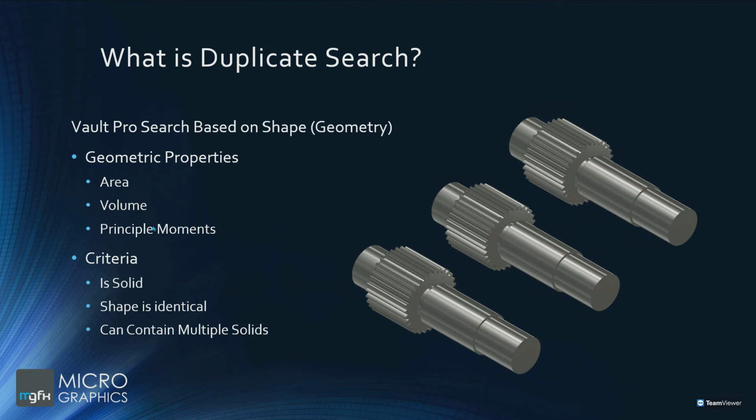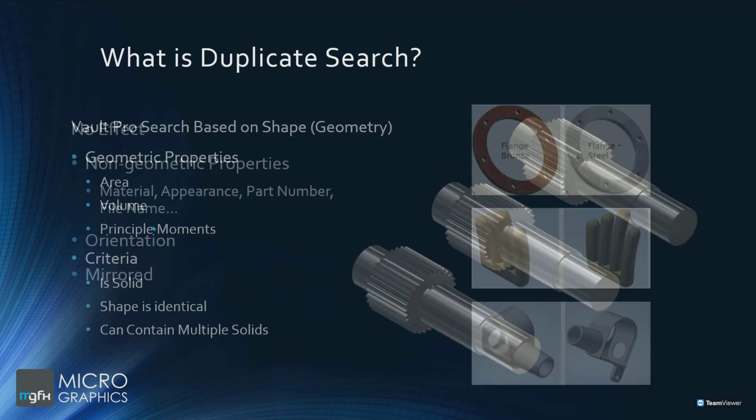So, the criteria here: the part has to be a solid. It needs to be a solid so that we can get that volume property from the file. The shape basically needs to be identical. There is a tolerance, but it is quite a small tolerance, so your shape needs to be very close, almost identical, to be considered a duplicate. And your part can contain multiple solids. So if your part A and part B, the area, volume, and principal moments match and they both have two solids in them, that would be a duplicate. So we are allowed to have multiple solids in those part files.